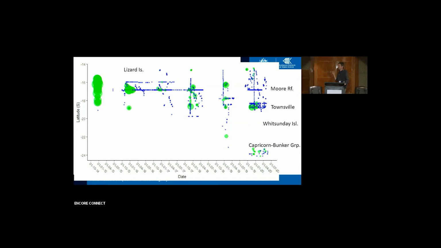We did not analyze this year's data yet. We also finally got samples from down south, which we're really happy about. We find a quite surprisingly high number of positive samples in the Capricorn Bunker group. You see, it's not many dots, but more than half of them are green, so it's actually quite a high number of positive samples down there.